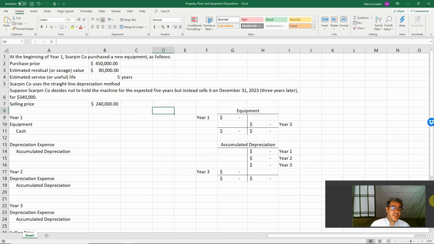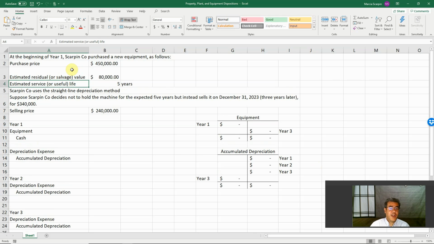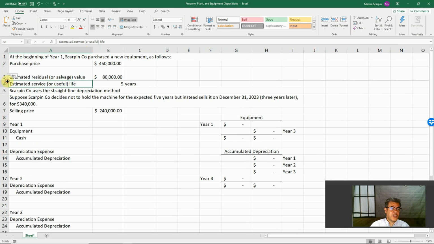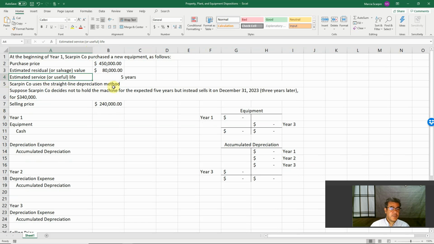So let's consider here. At the beginning of year one, Scarpin Corporation purchased a new equipment as follows. Purchase price 450. Estimated residual or salvage value $80,000. Estimated service life or useful life 5 years, and we use a straight line depreciation method.